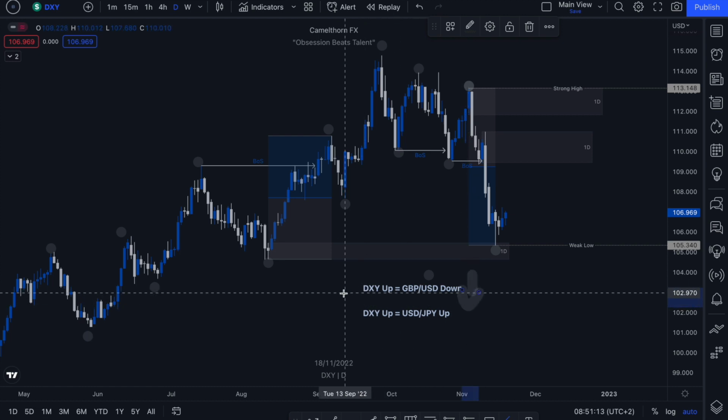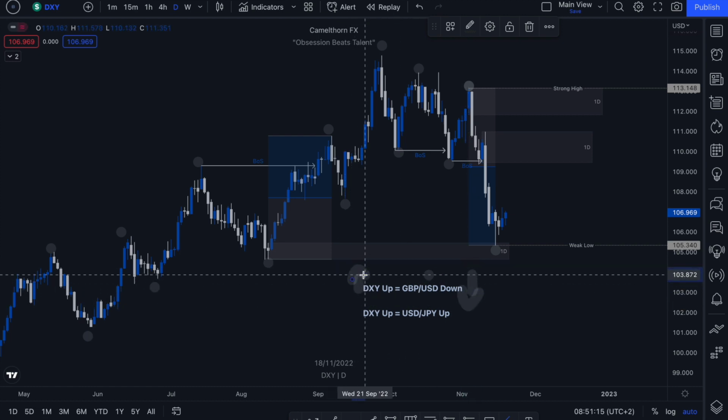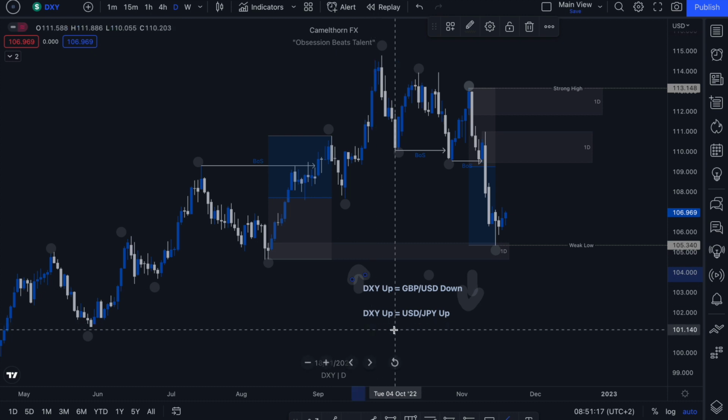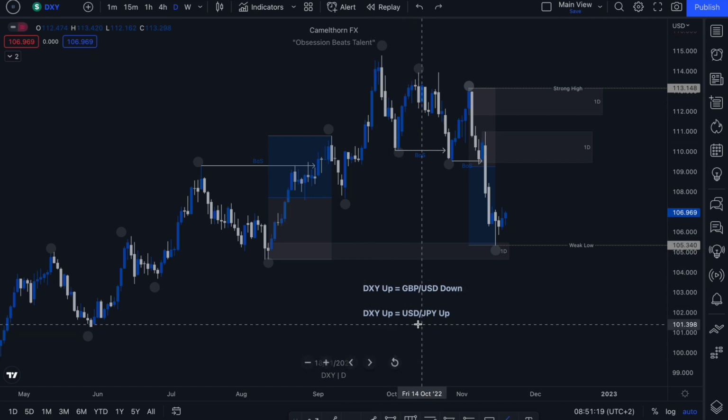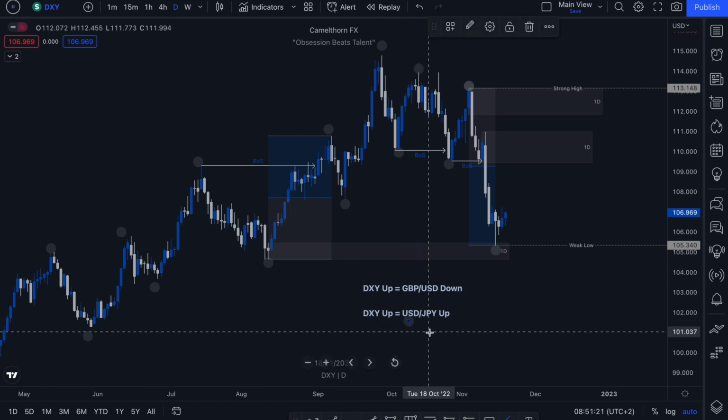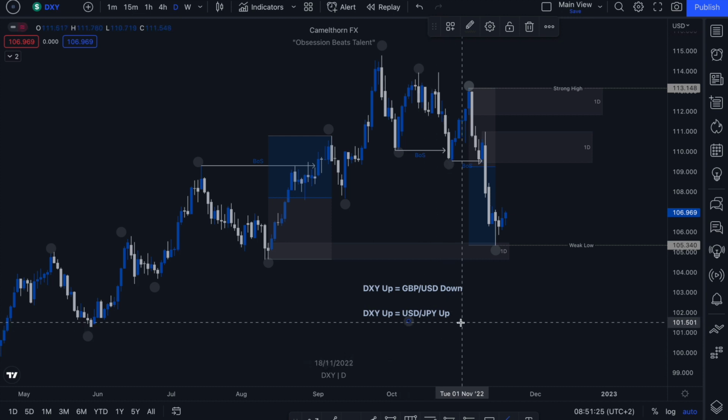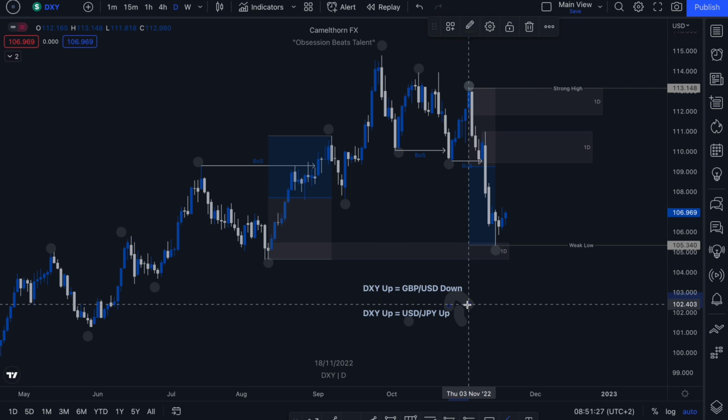Because the DXY is trading up, on the opposite side of things, currency pairs where the US dollar is the base currency, we can anticipate those currency pairs to trade in the same direction as the DXY as well. So it's going to be very interesting to see how this plays out on the DXY going into the remainder of November and the start of December as well.